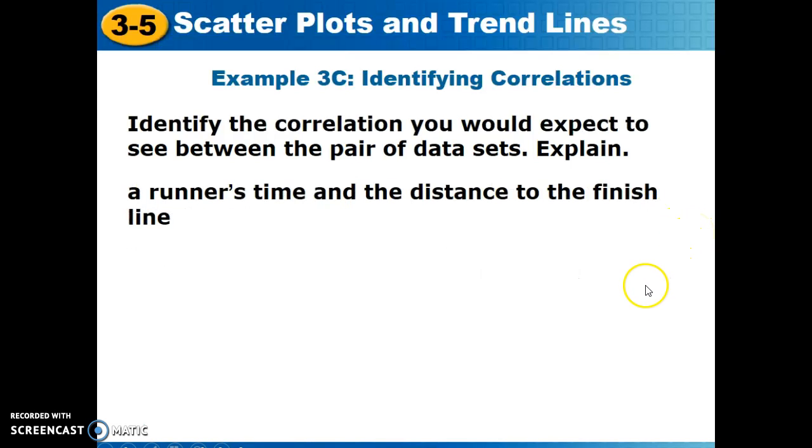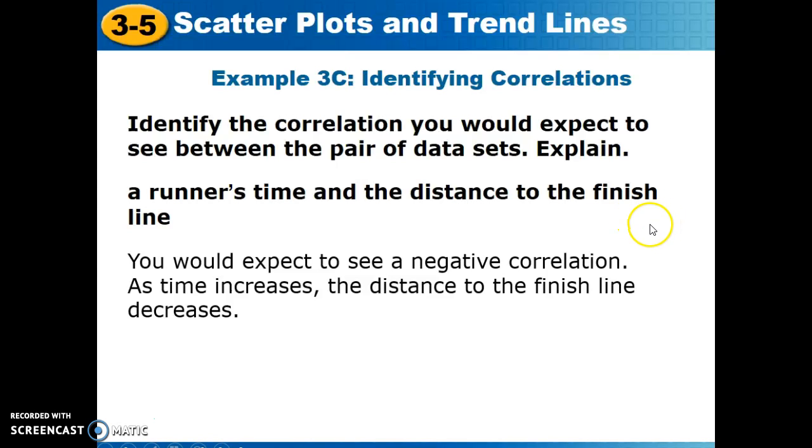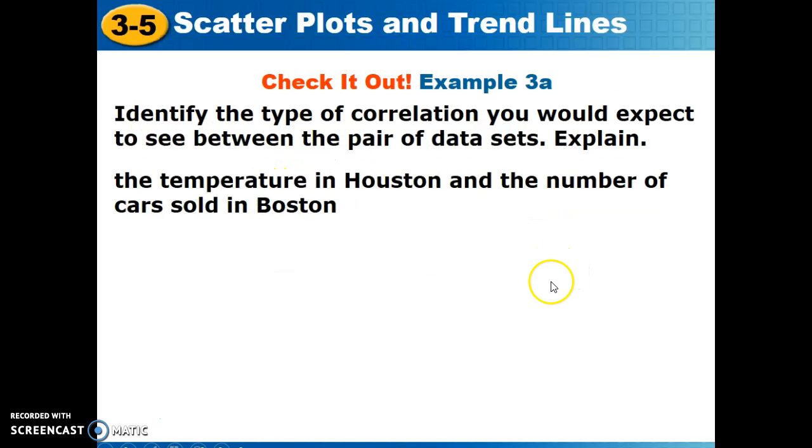And how about this one? A runner's time and the distance to the finish line. The longer you run, the less distance you have to the end. Think about this one. As time goes up, the distance goes down. Not the distance from the start line, the distance to the finish line. There should be a negative correlation because we're getting closer. This distance is diminishing as this time is increasing.